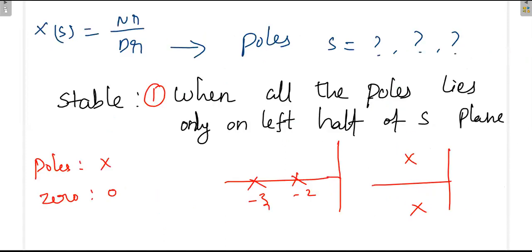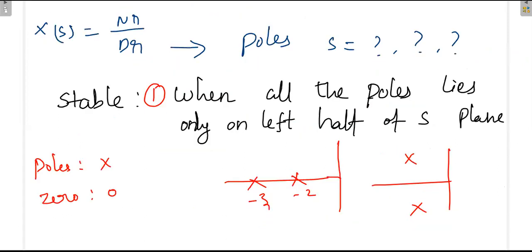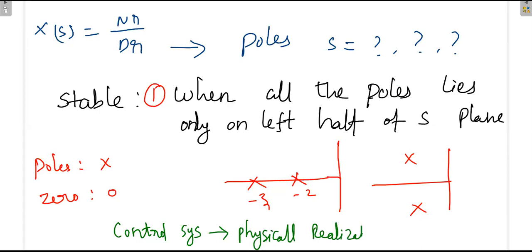This entire statement is true in control system. Why is it true in control system? Because in control system, we use physically realizable systems. That means the system may be stable or unstable, but all systems are physically realizable. So all physically realizable systems will be causal systems.